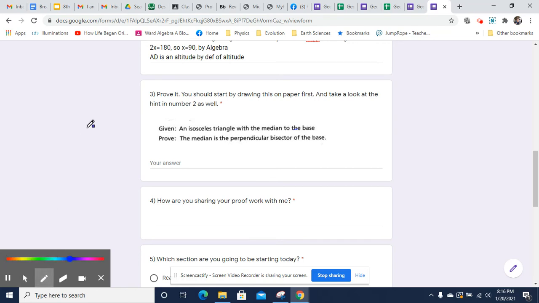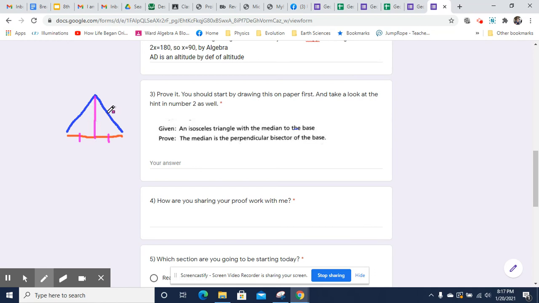So let's draw this triangle. So we're going to start by making an isosceles triangle. These two sides are congruent. And then here's going to be the base. And we're going to draw a median to the base. So this is going to be a median. And by making a median, what that does is it makes this and this congruent. All right, so that's all stuff that we've been given.